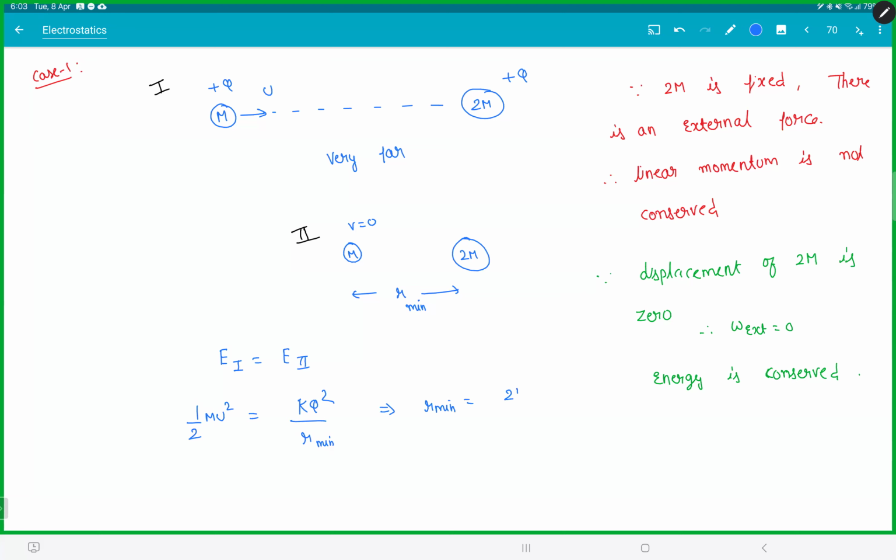But what about the second thing? Case 2, now you're moving. Now there's no external force. So momentum is conserved, and energy is also conserved. This is 2m, this is at rest. This is very far. Now one important question comes. At what position do you get minimum distance?